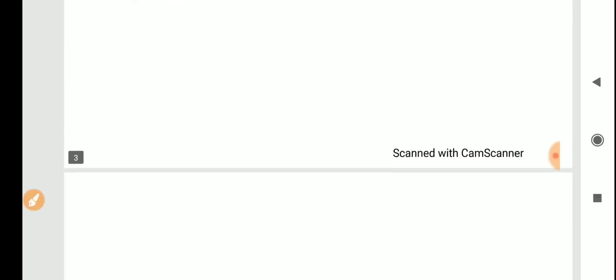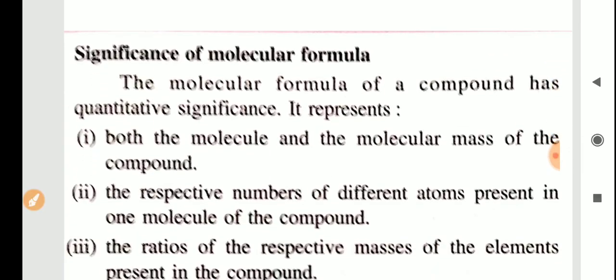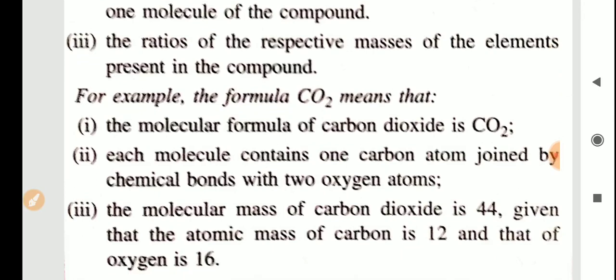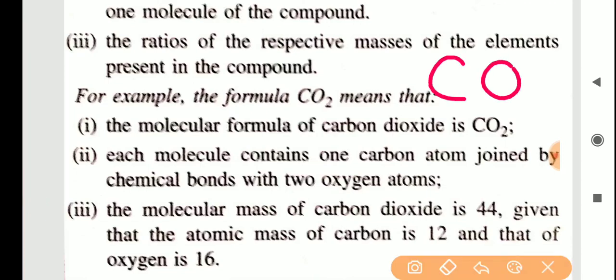Okay. So what is the significance of a molecular formula? Page number 5. In your textbook it is given, for example, carbon dioxide. The molecular formula of carbon dioxide is CO2. From looking at the formula itself, we can say it is the molecular formula of carbon dioxide. Then, what does it contain? One molecule of CO2 contains one carbon and 2 oxygens.